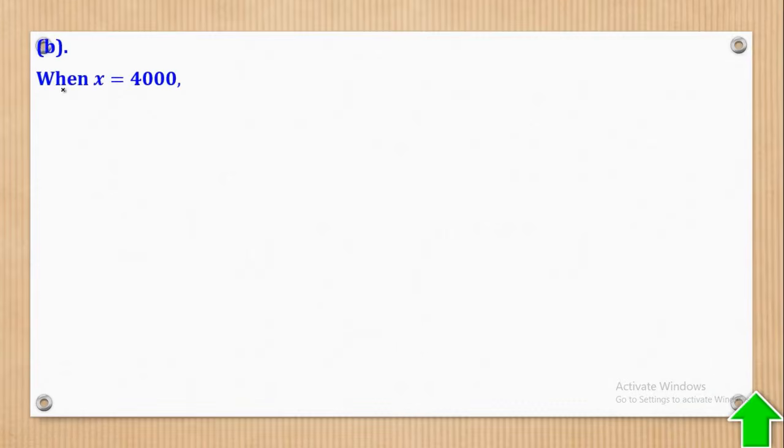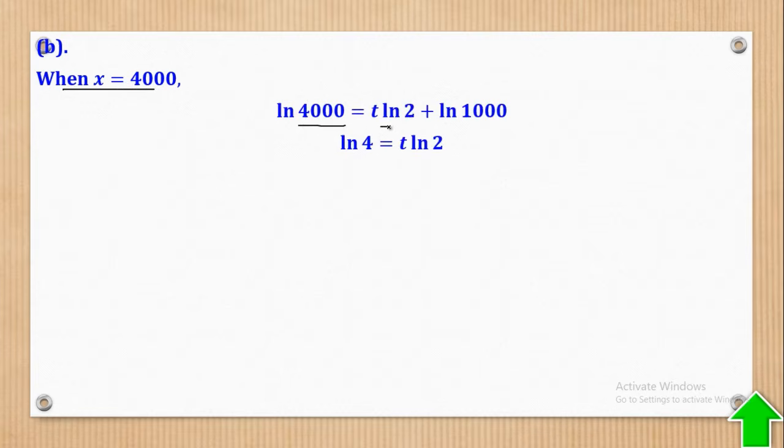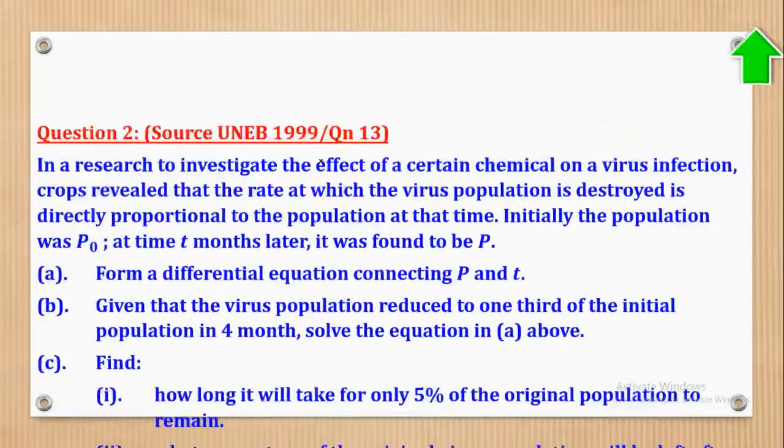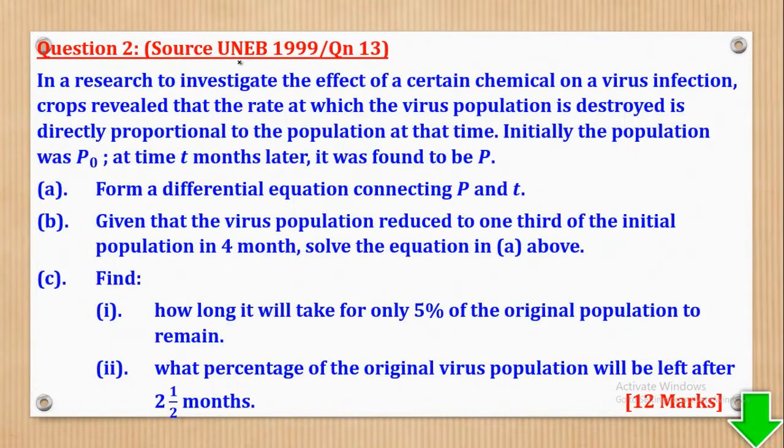So now when x is equal to 4000, it implies that you will substitute for x and look for the value of t. So this brings this side, gives you ln 4, and therefore this ln 4 is the same as 2 ln 2, and that means the ln 2s can cancel to come up with t equal to 2 hours.